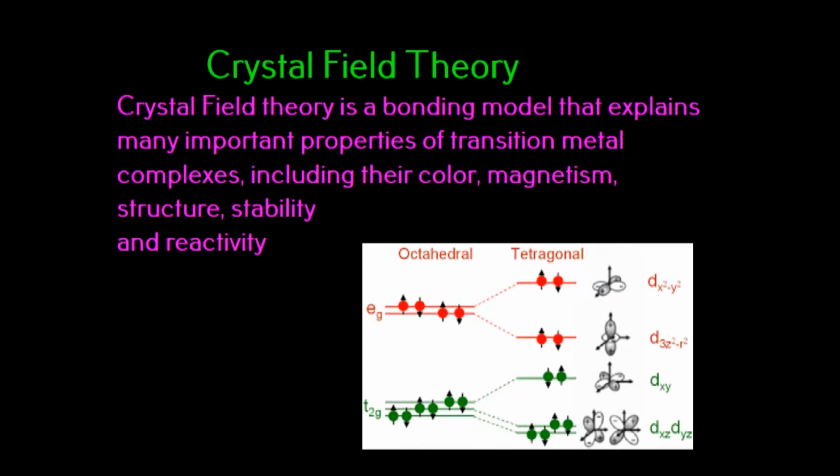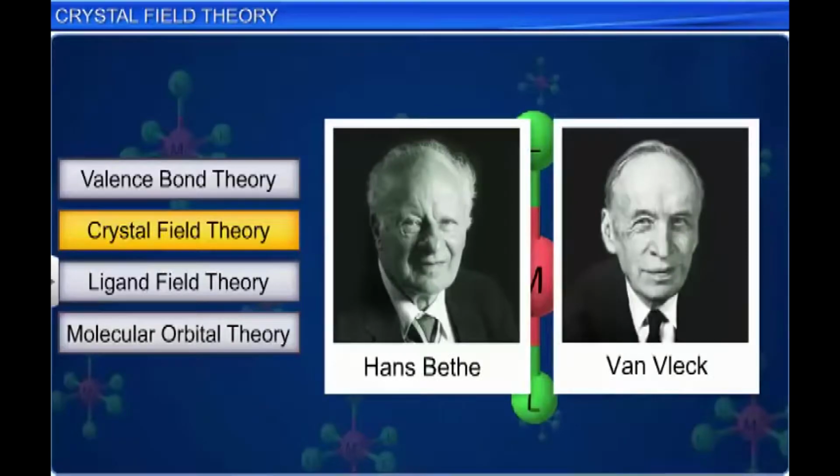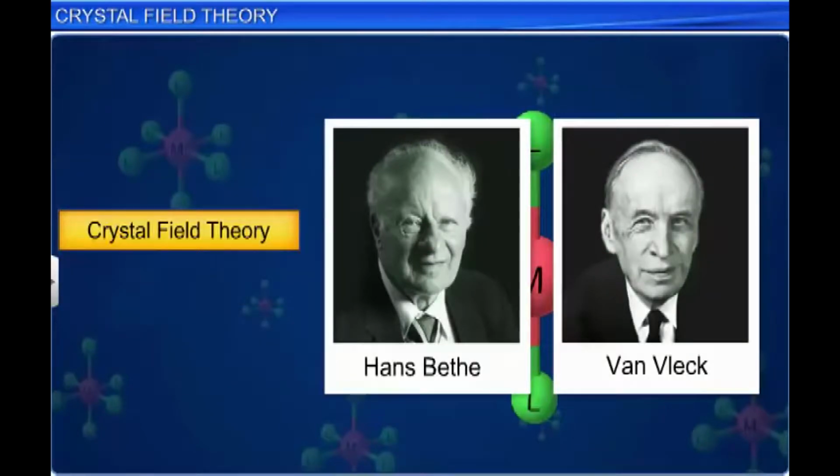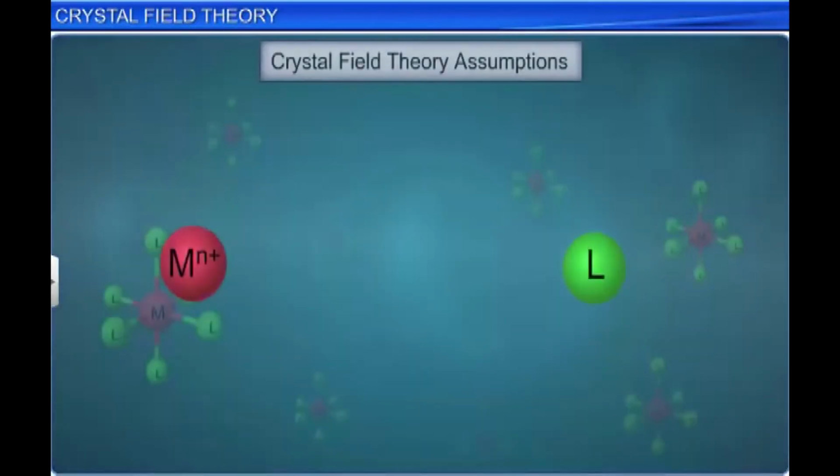Crystal field theory is a bonding model that explains many important properties of transition metal complexes, including their color, magnetism, structure, stability, and reactivity. Crystal field theory was proposed by Hans Bethe and Van Vleck. This theory gives a much more satisfactory explanation for the bonding and properties of metal complexes than the valence bond theory.